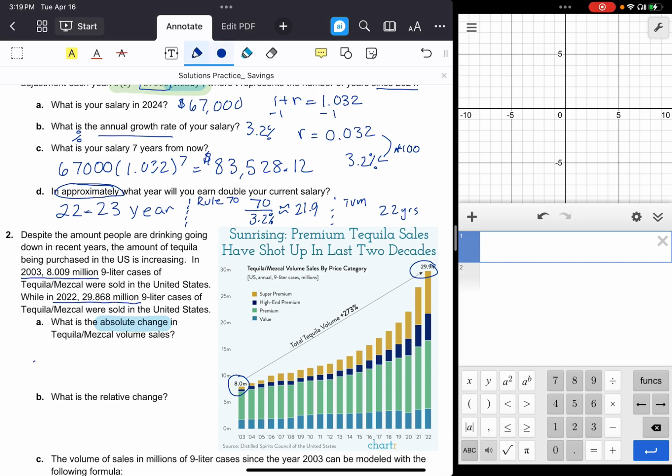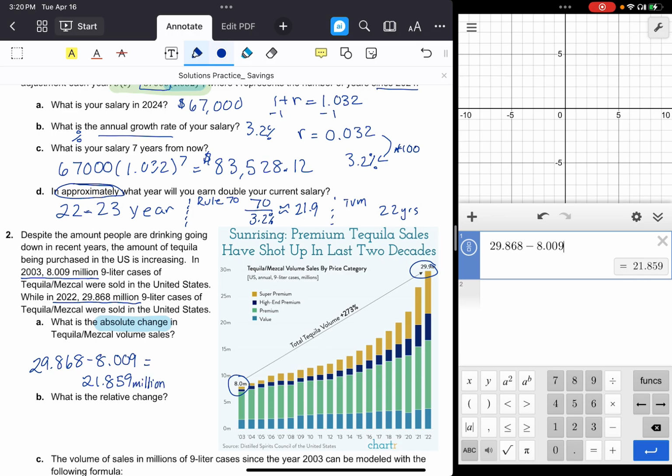And we are asked for our absolute change in tequila sales. So that, remember, it's new minus old. And so I'm going to go over here and just plug it into my trusty dusty calculator. Hopefully typing everything correctly. And I would get 21.859. Now, a few things, because this came up on our last test. Don't forget to label this. So 1, it's millions. So I do need to write millions afterwards. And then with an absolute change, we always have to state, is it an increase or a decrease? So in this case, it's an increase. So the amount of sales increased by this many million.